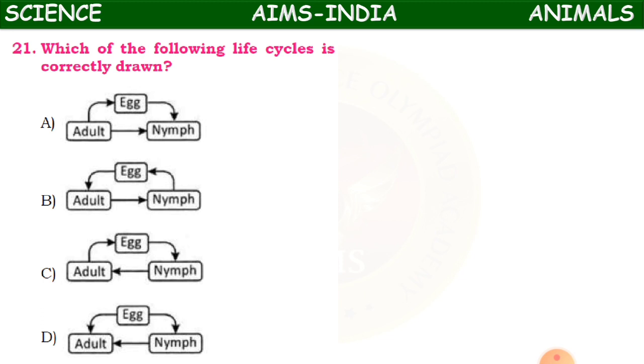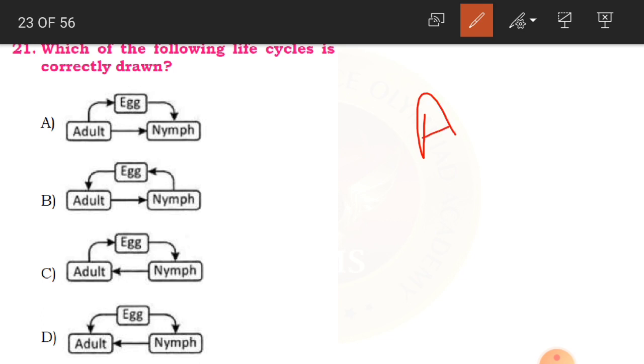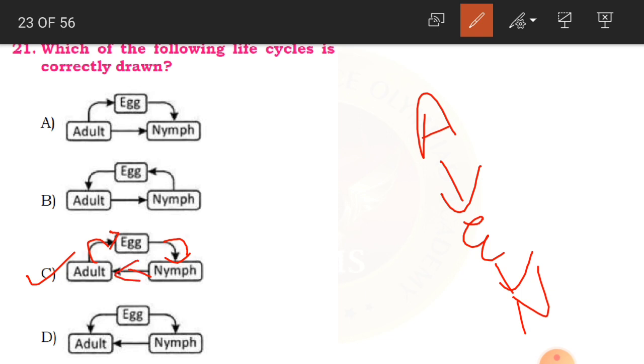Okay, so we'll just do that now. So which one, children? Which will be the correct one? First it must be adult. Then the adult will lay the eggs. Again the eggs turn into a nymph. Again the young nymph is going to become an adult. So how must be our sequence? Adult, then egg, then nymph. So where do we have this option? Yes, the C option. Okay, see here. The adult becoming egg, then egg becoming nymph. Again nymph is turning into an adult cockroach. Clear, children?